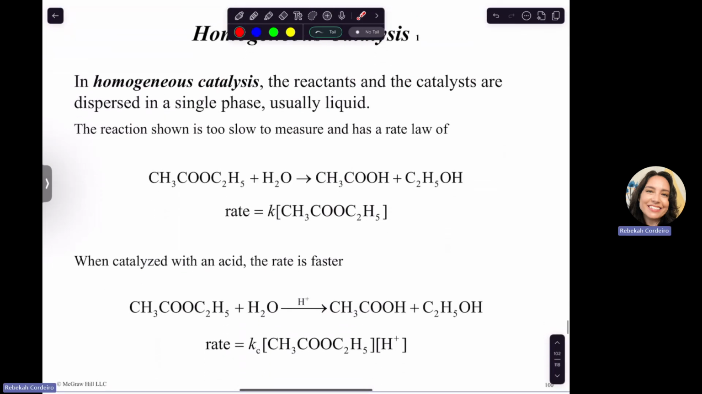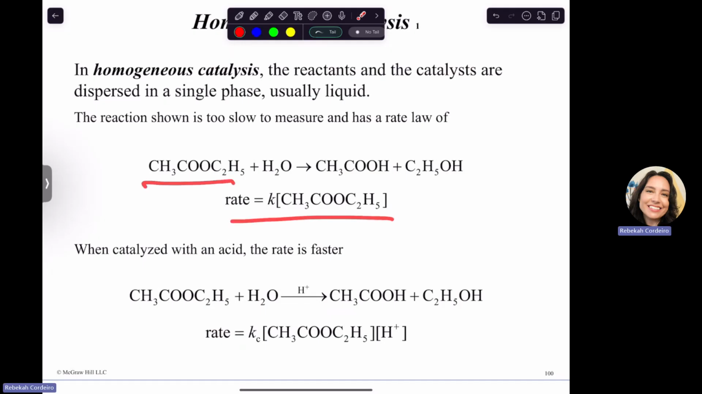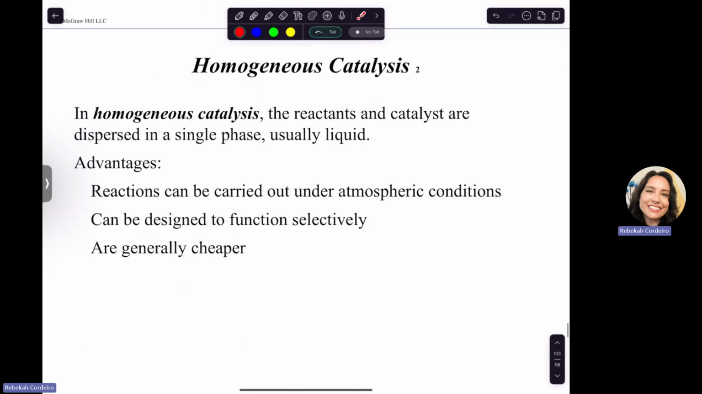With homogeneous catalysis, the reactants and catalysts are in the same phase. So usually liquids, but they can be gases, same thing. This reaction has a rate that's dependent on this compound. And then if you add an acid to it, the rate now includes the catalyst, and it goes a lot faster when you have an acid. Homogeneous catalysts have advantages: you don't have to worry about the two different phases, and they're generally cheaper, because a lot of times the solid catalysts that we use are metals like platinum that are not inexpensive.